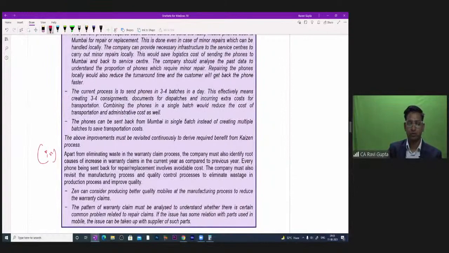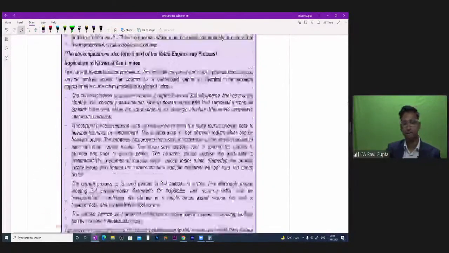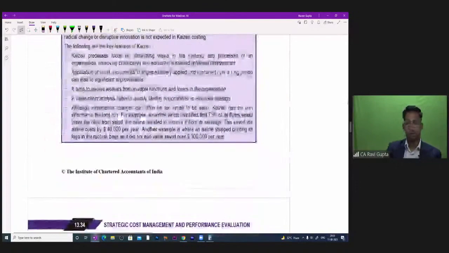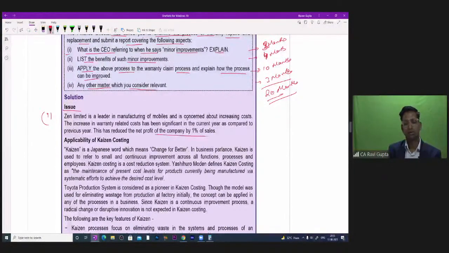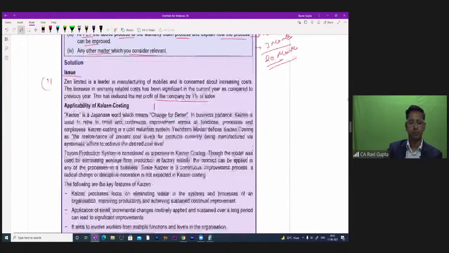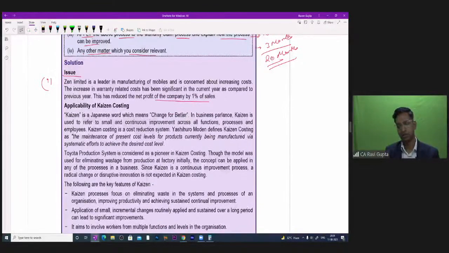And this is the fourth part. And this is all about the first part. So first we have mentioned the issue here, which is reducing profitability percentage. Applicability of Kaizen costing.